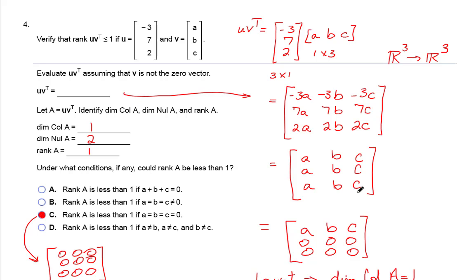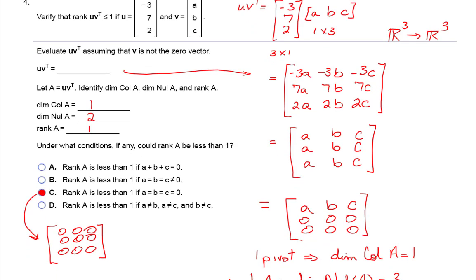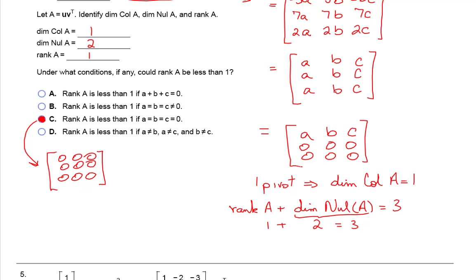And so I can make two of the rows 0 by doing row operations, giving me a matrix that looks like the following. So there's only one pivot element, so the dimension of the column space is 1, which is the rank. I know that I have to have 1 plus something be equal to 3. The number of columns was 3. So the dimension of the null space is 2.